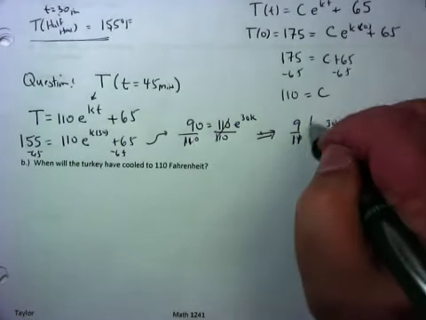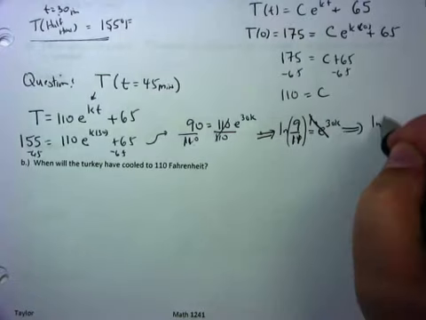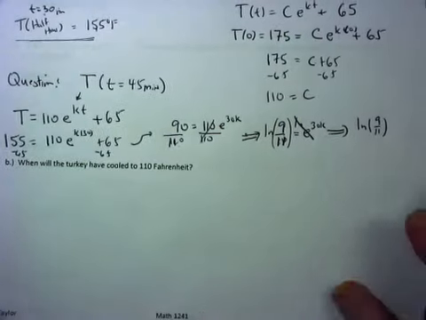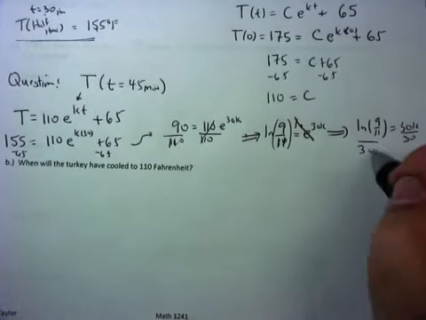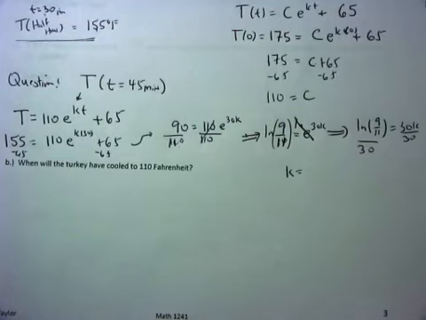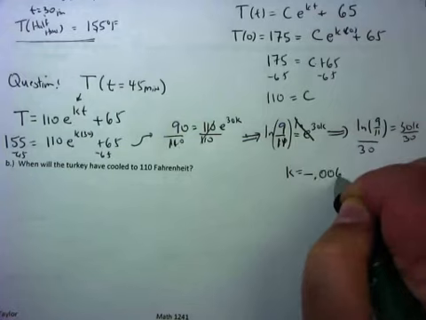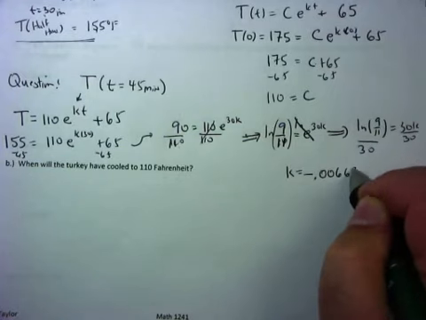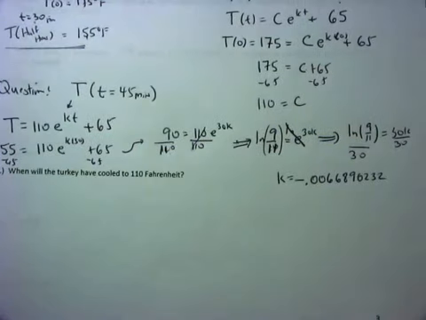Natural log both sides. Natural log, so that natural log cancels, leaving me with the natural log of 9/11 is equal to 30k. Divide both sides by 30 and end up getting k. K is equal to natural log of 9/11 divided by 30. And I got a negative .006689022. Double check me on that, but according to my math, that's what I got.